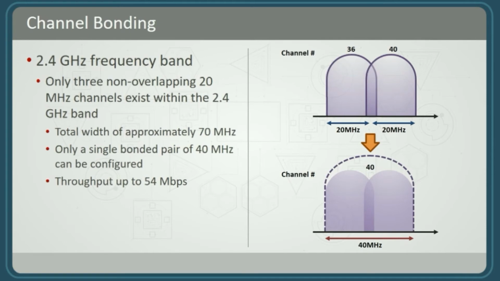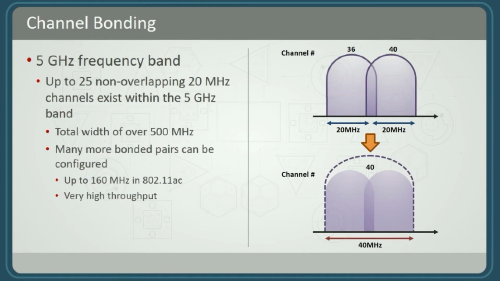It might vary a little bit, but if you only have 70 megahertz in total and each channel is 20 megahertz wide, then you can only have a single bonded pair of 40 megahertz. The remainder of that band is only 30 megahertz wide, so you cannot create a bonded pair of 40 when there's only 30 left. So that said, it still does give you the increased throughput because you do at least now have one bonded channel. So this does offer a throughput of up to 54 megabits per second.